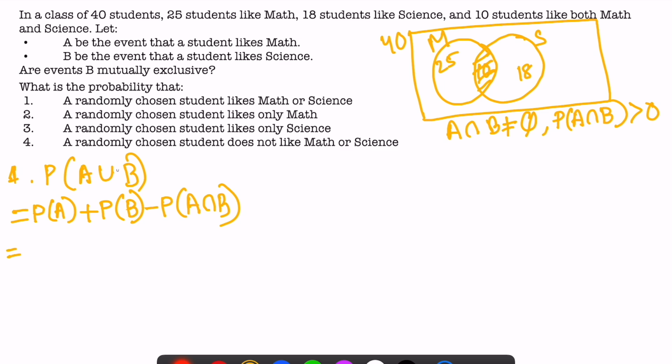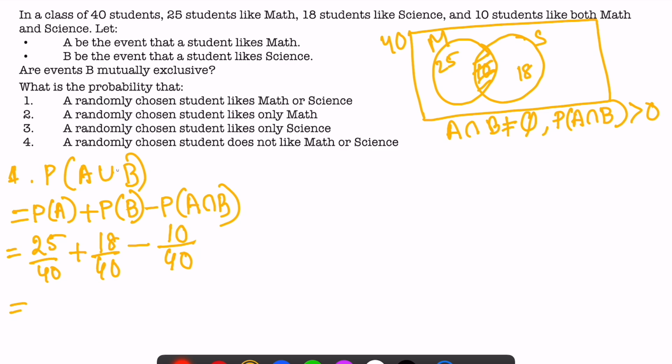Now probability of A is probability of students liking math. So there are 25 students out of 40 students like math. Now what is the probability of B? Probability that a student likes science. There are 18 students out of 40 students like science. Now what is the probability of A intersection B? There are 10 students like both math and science out of 40 students. So the probability of A intersection B is 10 out of 40.